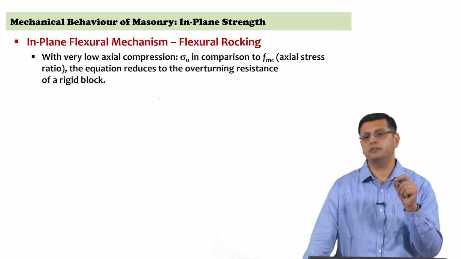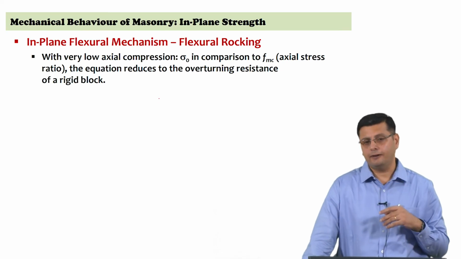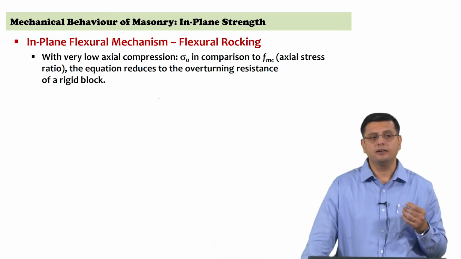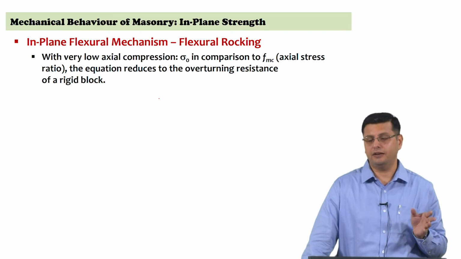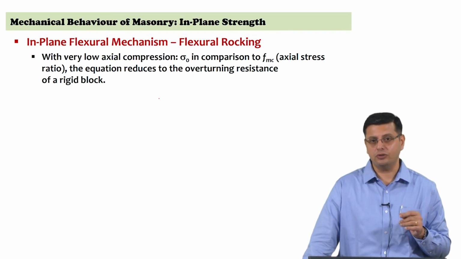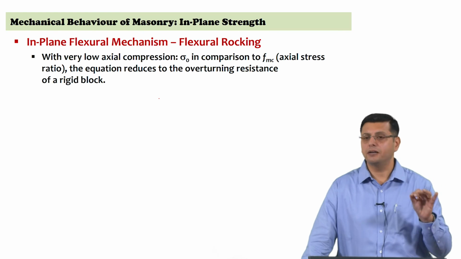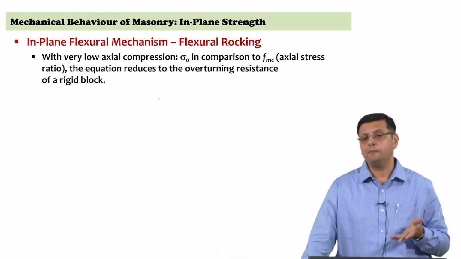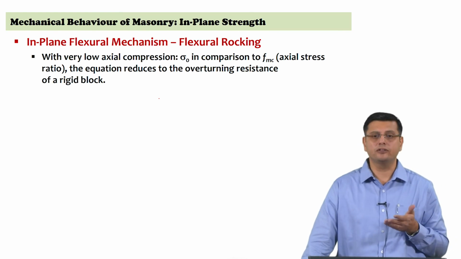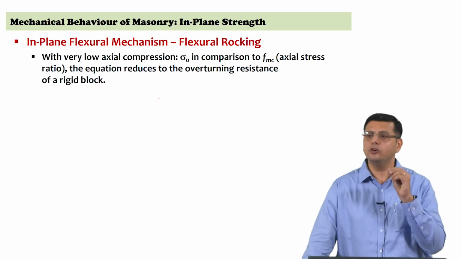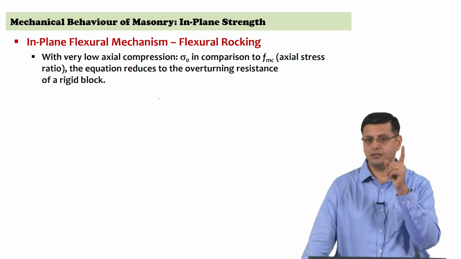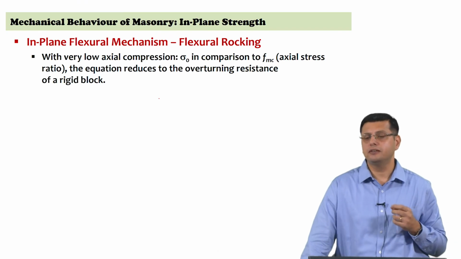This axial compression is expressed as a ratio with respect to the compressive strength of masonry. We refer to this as the axial stress ratio, which is the precompression level sigma naught divided by the crushing strength of masonry, FMC. If this value is really low, and if it is a single storied structure with a slender wall, this is going to be a significantly low value.